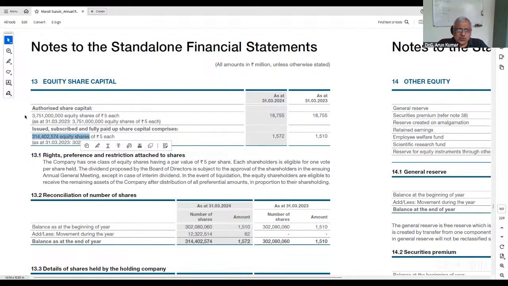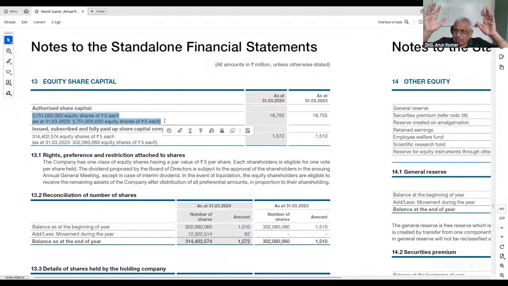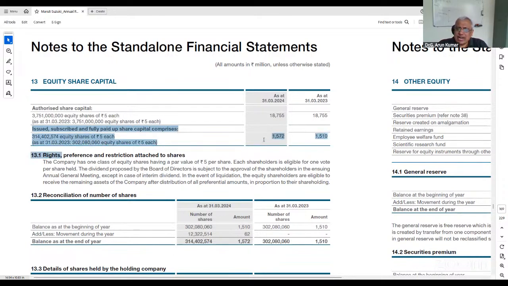Any share they issue will come from this basic bucket. This is a big tank, a big bucket. From this big bucket, they will take and keep issuing the shares. Once they issue, then only it will be issued, subscribed, paid up, and that is what it comprises. That is the value of 1572 that you saw in that standalone balance sheet.